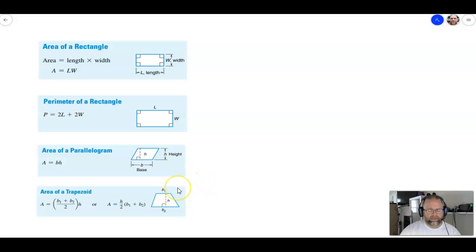Hey everybody, this is Mr. Beckstrom, and today we're going to go over section 3.2 in the book. This is the perimeter of polygons and area of quadrilaterals.